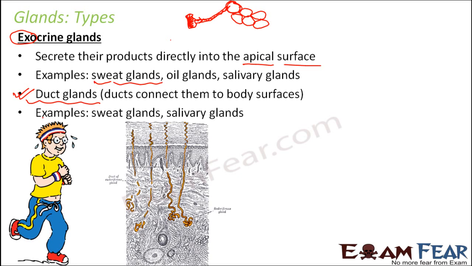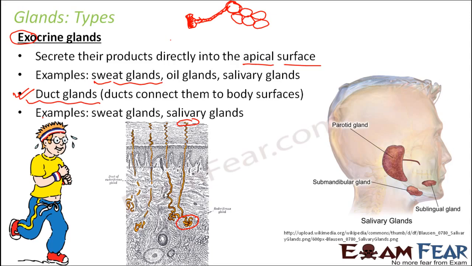So in this picture, you can actually see it very clearly. So these are the glands. This is where the glands are located, but then they are connected with the help of ducts, and that is why the secretion can be felt on the body surface. So these are the ducts.